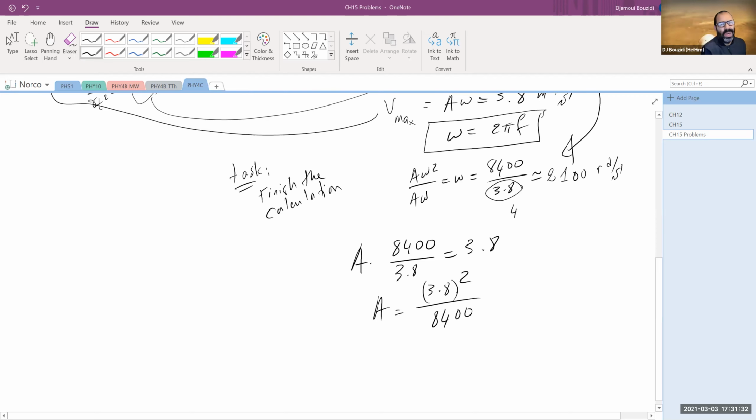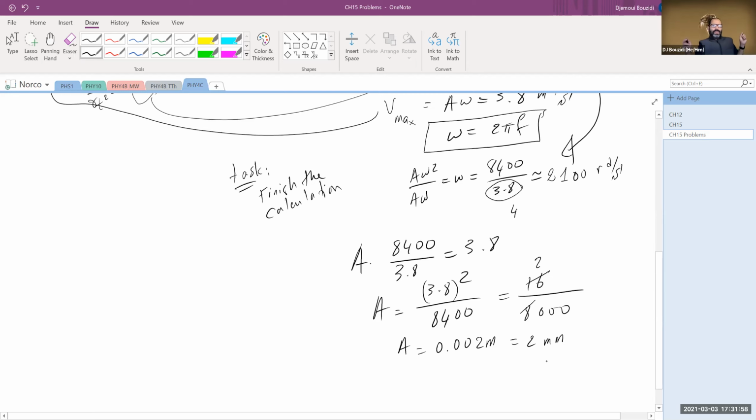So 3.8 squared is about 4 squared, which is about 16. 16 divided by 8400, and I'm going to round that up to about 8. I'm just getting estimate numbers, and hopefully you guys will come up with a better answer. 16 divided by 8 is about 2, divided by 1,000. So this is telling me about 0.002 meters, or 2 millimeters.